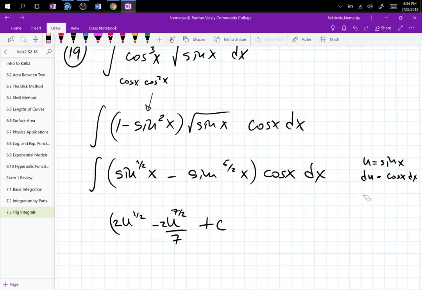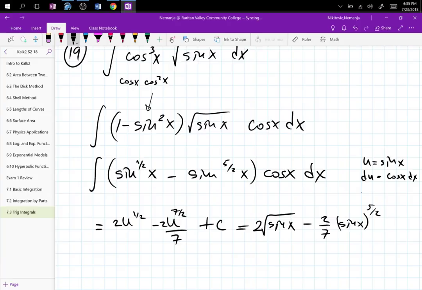Oh, I integrated already. I'm not sure why I'm putting that in. Okay, plus c. There we go. So this is 2 times the square root of sine x minus 2 over 7 sine x raised to the power of 5/2.